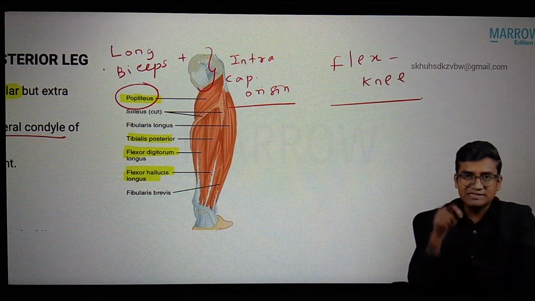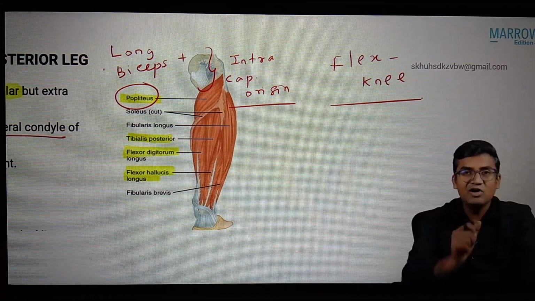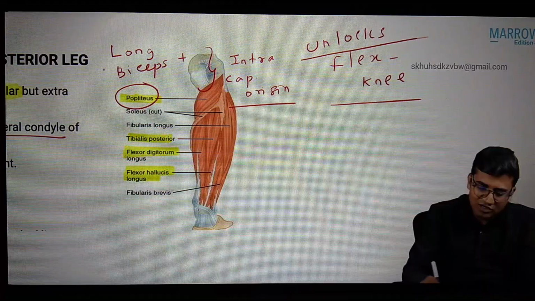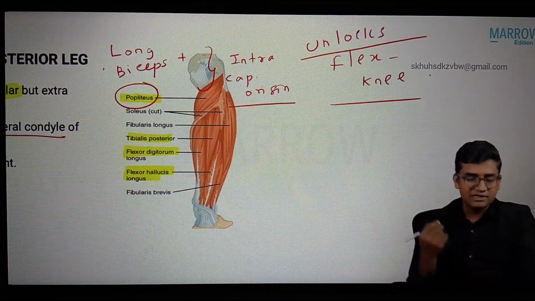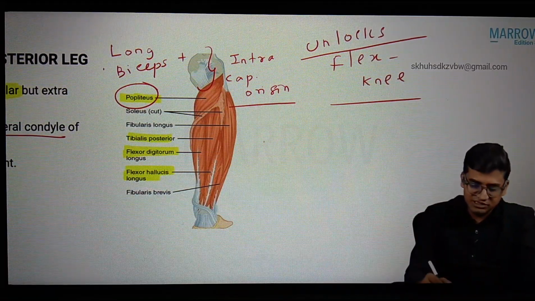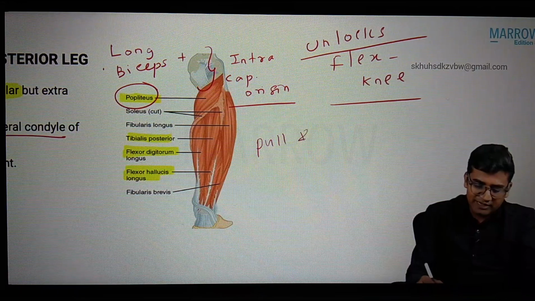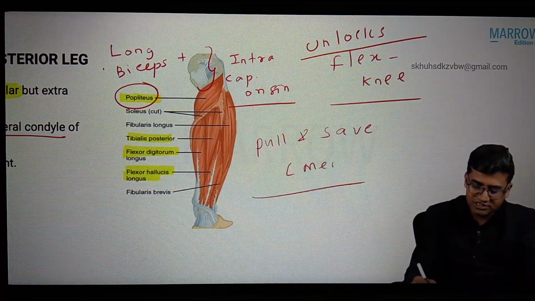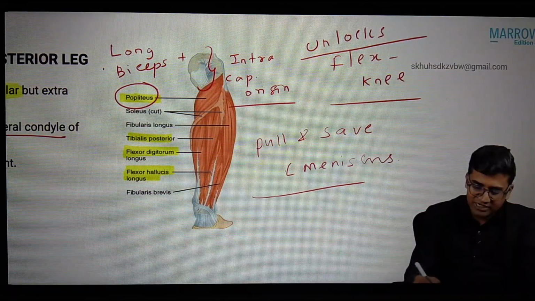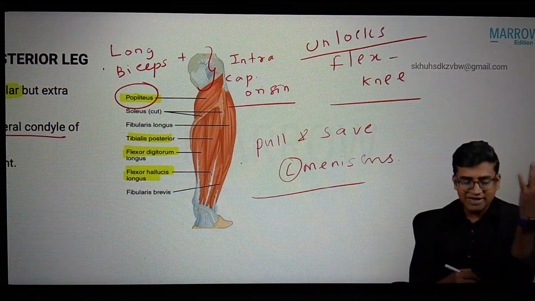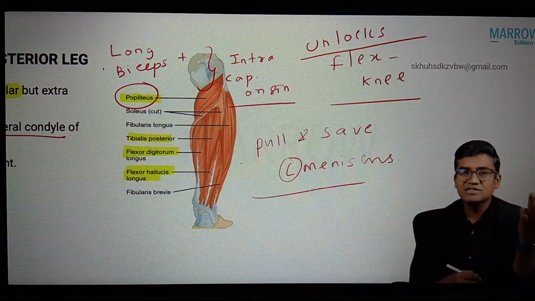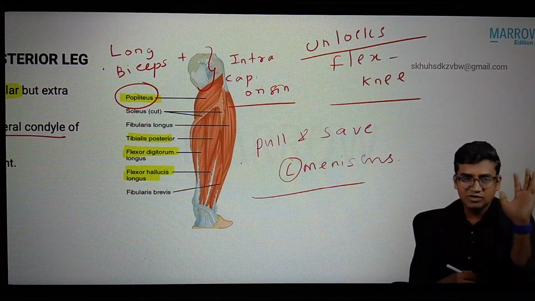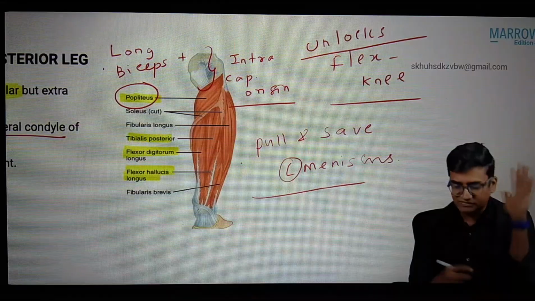Again, I told you, it is the muscle which unlocks the knee. And one more action is there. This muscle is attached to the lateral meniscus, so this muscle also pulls and saves the lateral meniscus during knee injury. Okay. So, 3 actions are there for popliteus. It unlocks the knee, it flexes the knee, and it pulls the lateral meniscus. If you remember this, that is more than sufficient.